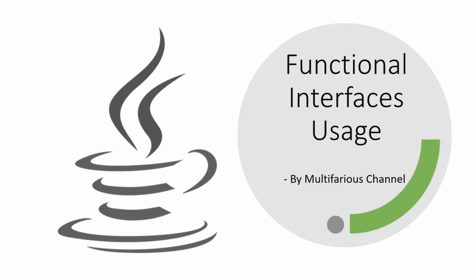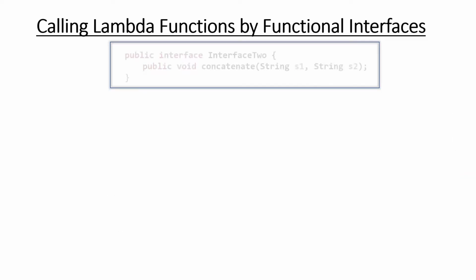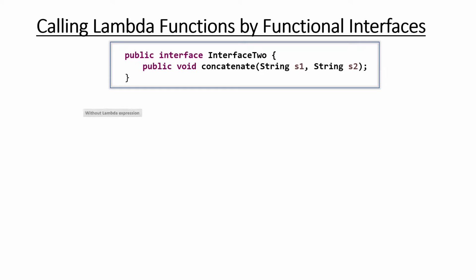In this video, we'll see some more examples of invoking a lambda expression using the functional interfaces. So let's get started. Let's consider an example. Here we have an interface, that is interface 2, which has one abstract method, that is concatenate. Now forget about the lambda expression.